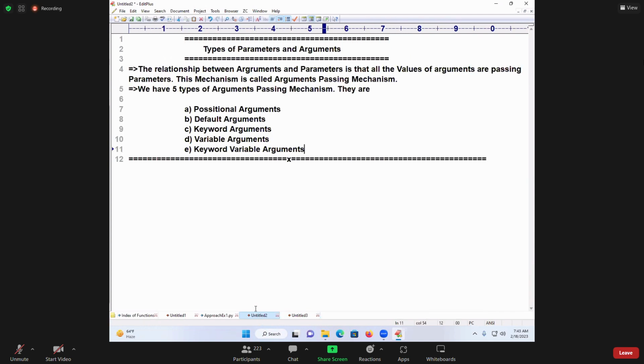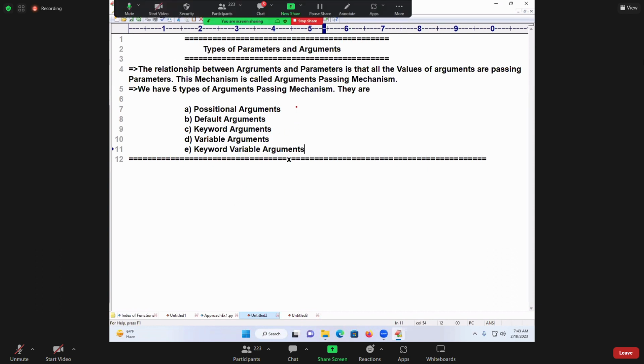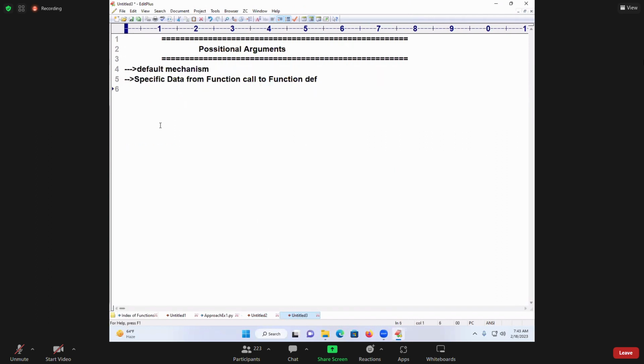You know, students, because it's the first time you are entering, when I come to the second one, I'll discuss it combined. When I come to the third one, I'll discuss these two with the third one. When I'm discussing the fourth, I'll combine everything so that you get clarity on when to use what. So, coming to the point, it is used to transfer specific data from function call to function definition.